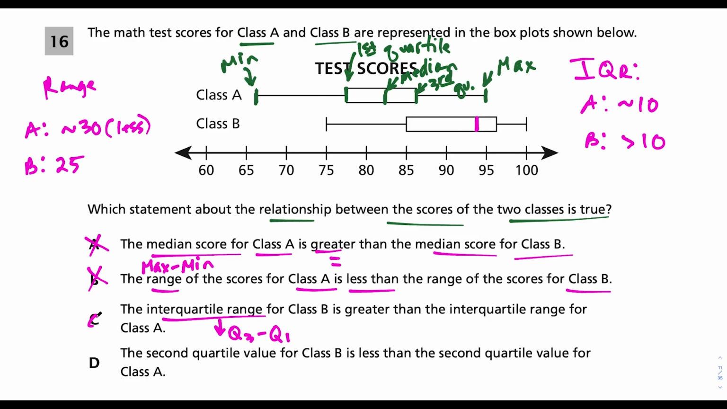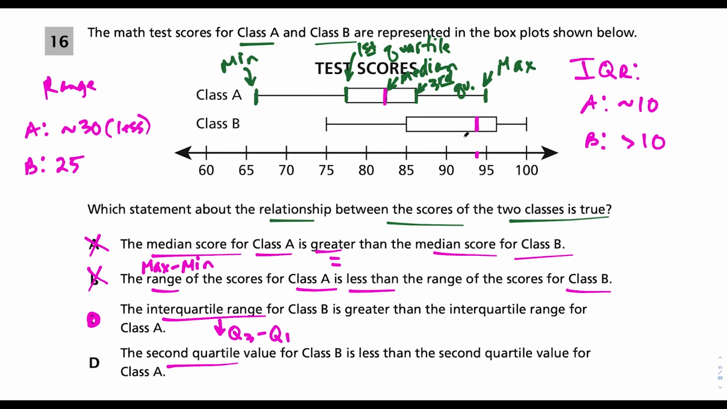This one is definitely sounding good, but now just to be 100% safe, I'm going to rule out choice D. So we have the second quartile value. Well, the second quartile value is the same thing as the median. So the second quartile value for B is less than the second quartile value for A. And if we look here, for B, this one is greater. You see how this one here, once again, is almost at 94, whereas this median, the second quartile, is at about 83.